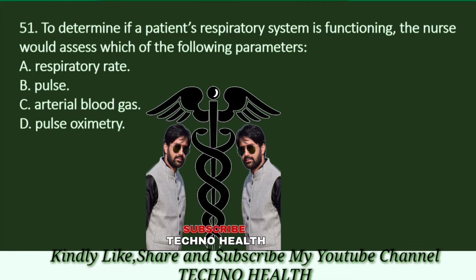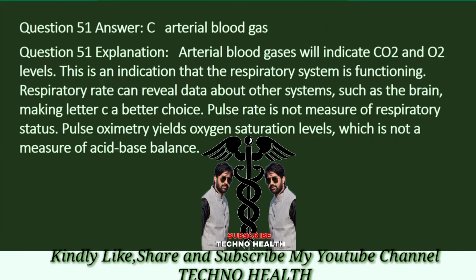Question 51. To determine if a patient's respiratory system is functioning, the nurse would assess which of the following parameters: A. Respiratory rate, B. Pulse, C. Arterial blood gas, D. Pulse oximetry. Question 51. Answer: C. Arterial blood gas. Question 51. Explanation: arterial blood gases will indicate CO2 and O2 levels. This is an indication that the respiratory system is functioning.